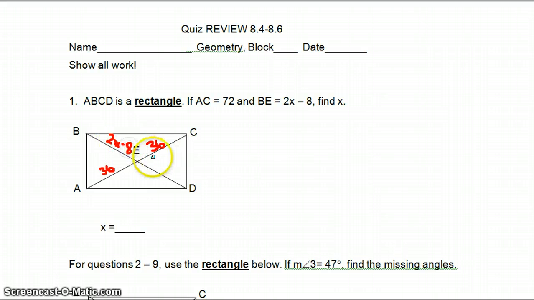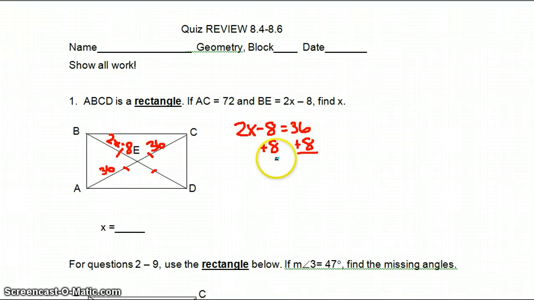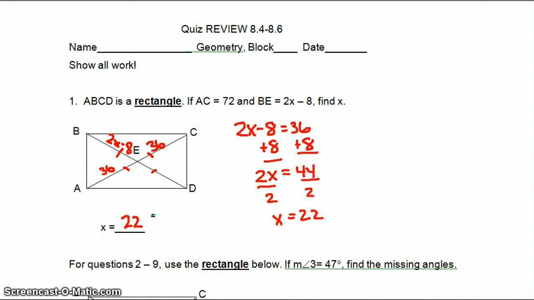minus 8. Now we know in a rectangle that all of these parts of the diagonals are congruent, so we can just do 2x minus 8, set that equal to 36. We'll add 8 to both sides. 2x equals 44, divided by 2, x equals 22, so x equals 22 right there. That's number 1.